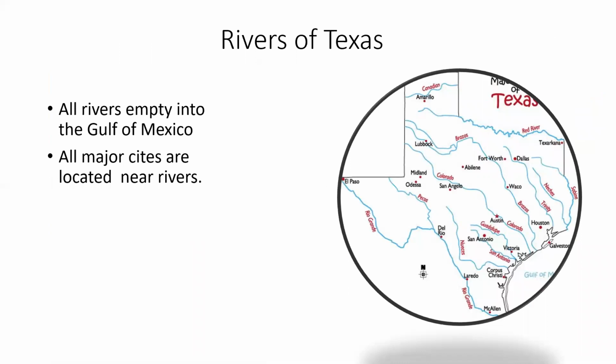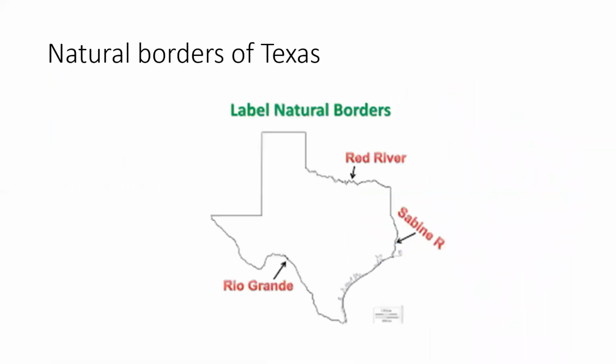All right, rivers of Texas. All rivers empty into the Gulf of Mexico, or at least we could say all major rivers. So all major cities are located near rivers. Can you take a look? Where's Austin? Along the Colorado River, San Antonio along the San Antonio River, Houston by the Brazos River, and Dallas on the Trinity River. And if you can follow them all down, they go into the Gulf.